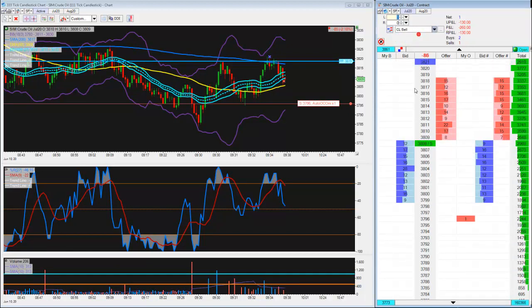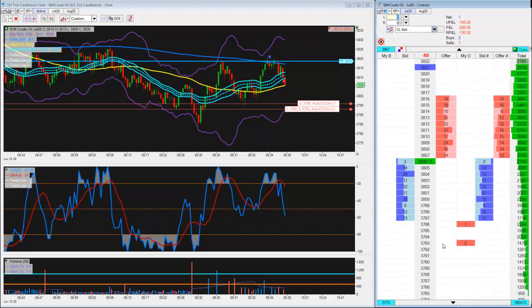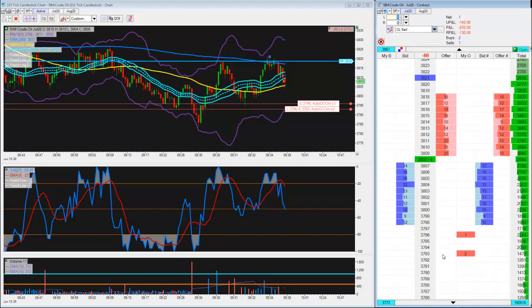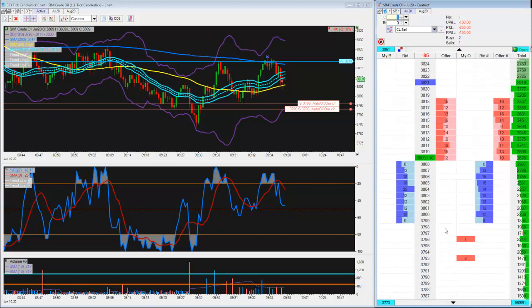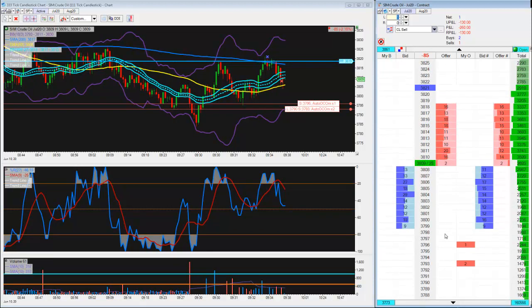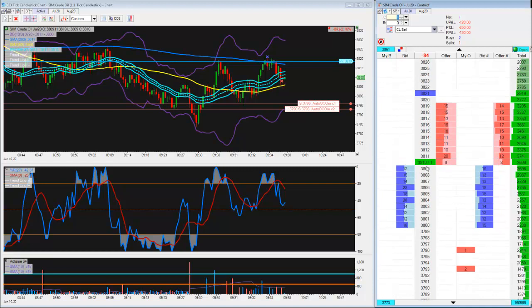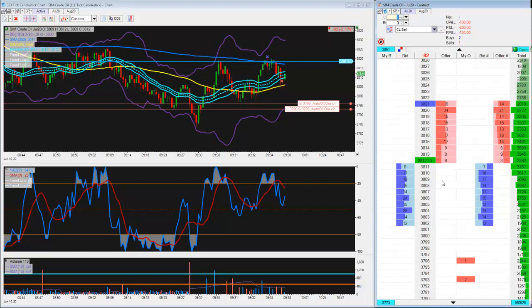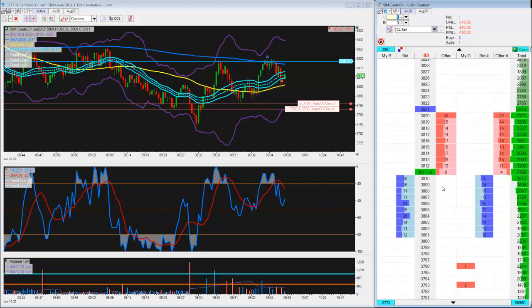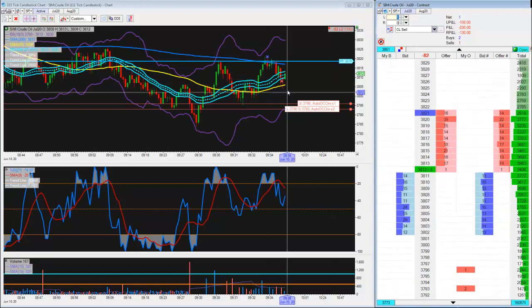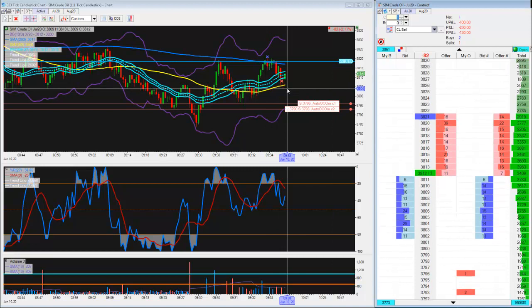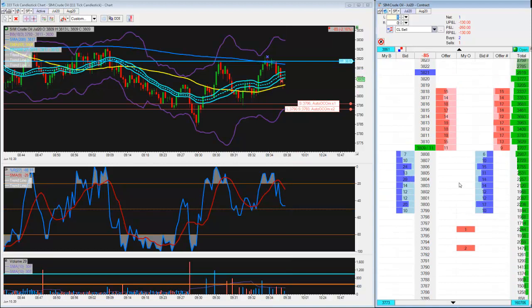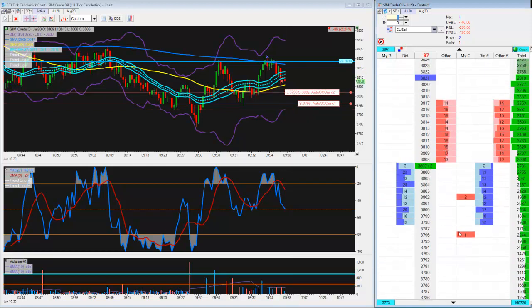Still would like to sell it. So one thing we have left is the full R stop. Selling to 3804. Actually selling 3 off 3802.